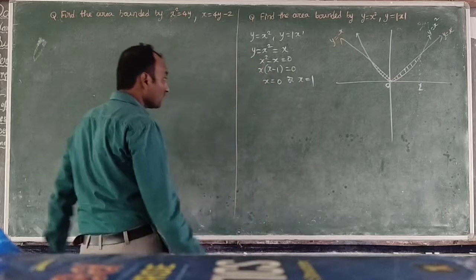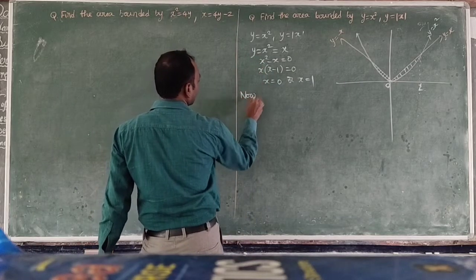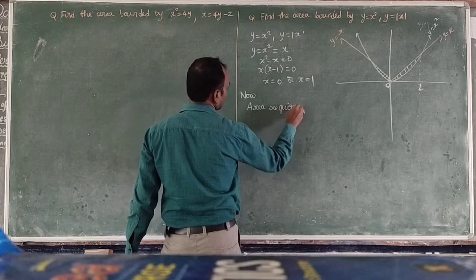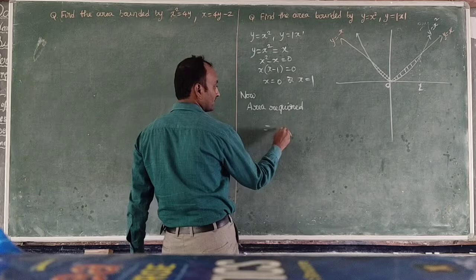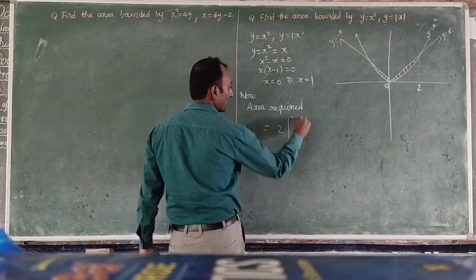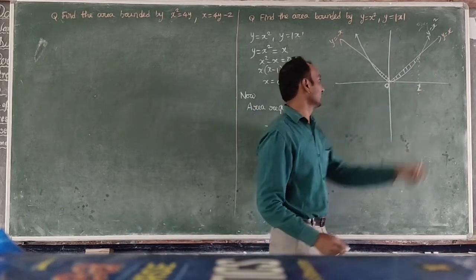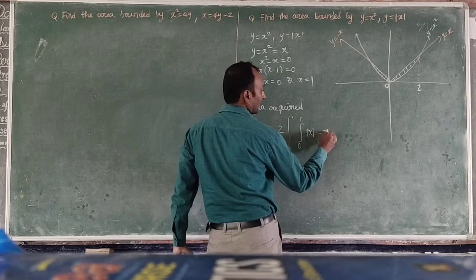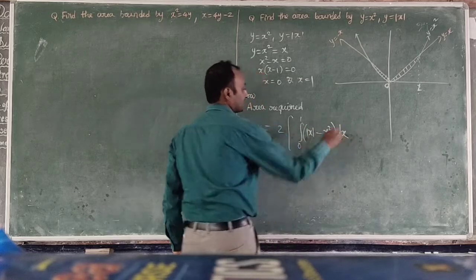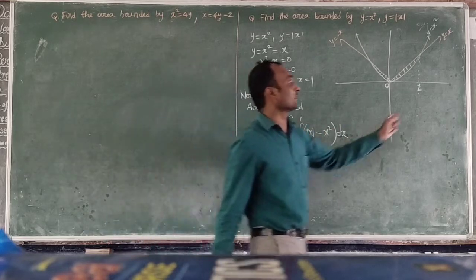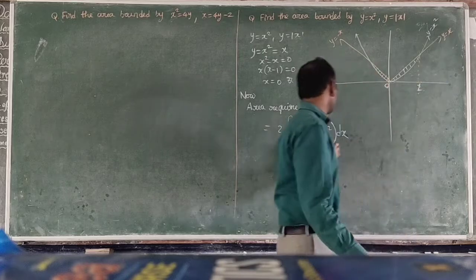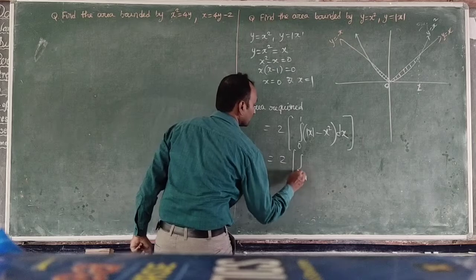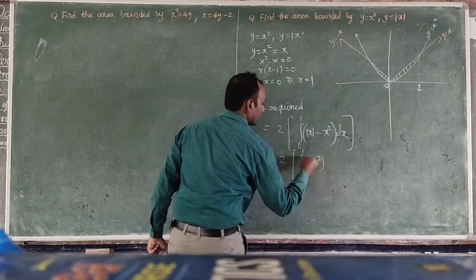Now look at this. Area required is 2 times the integral from 0 to 1 of the line mod x minus the parabola x square into dx. From 0 to 1, mod x is always x, that's why I wrote x here. So instead of mod x, you can put x. So then it is 2 times the integral from 0 to 1 of x minus x square into dx.